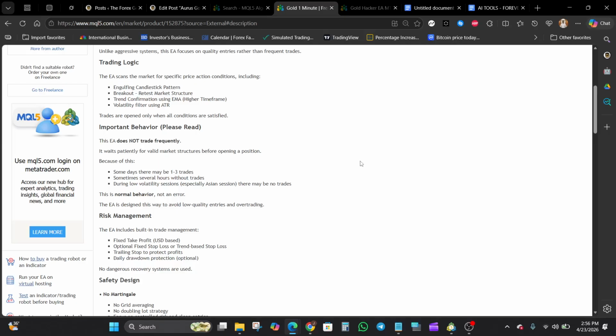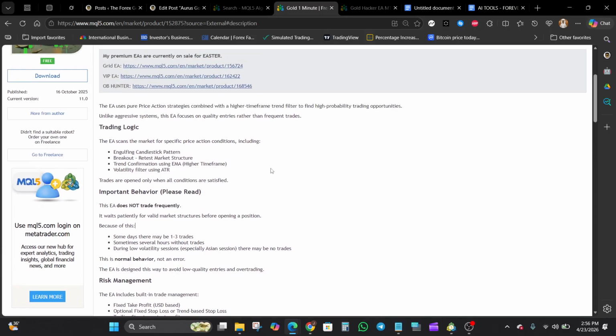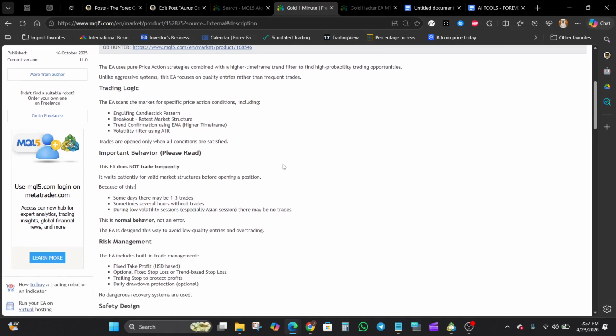Now let's break down how this EA is structured and why that matters. At its core, this EA is built around price action logic, but not in a raw, unfiltered way. It combines multiple confirmations before entering a trade. So you are not just getting a simple candlestick signal, you are getting structure, trend alignment, and volatility filtering all working together. For example, using engulfing patterns alone can be unreliable, but when you combine that with breakout and retest behavior, it adds context, meaning the EA is likely entering after confirmation, not anticipation.